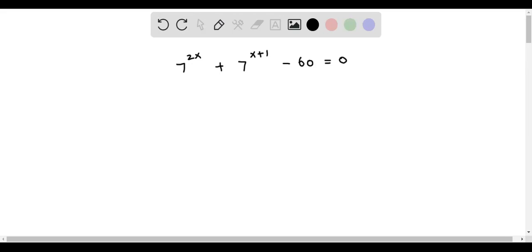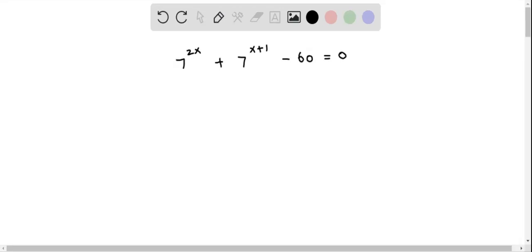Let's solve this exponential equation. So first, let's do some rewriting of this exponential equation. I'm going to rewrite this term 7^(2x), and this can be written as 7^(x+x). So this equals 7^x times 7^x.